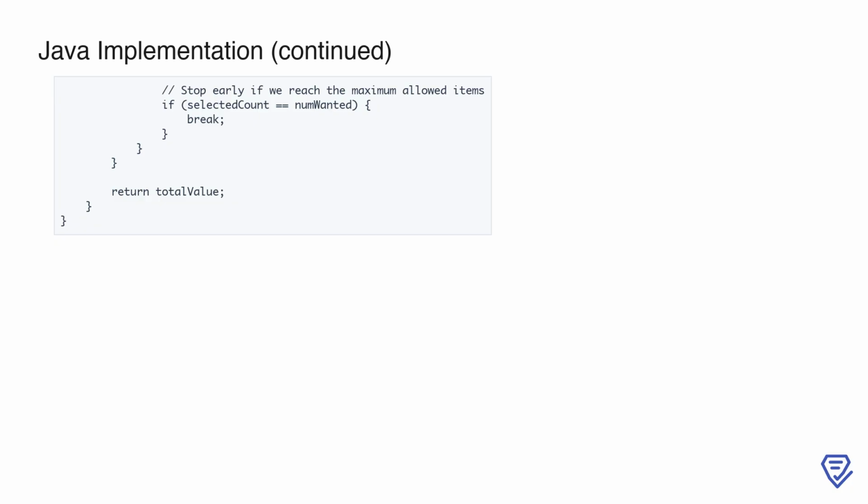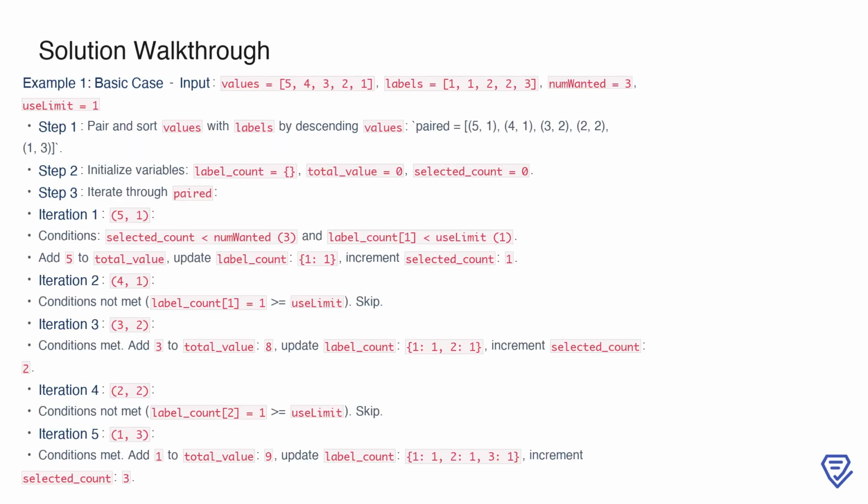each label. To solve this problem, we start with the given input: values, labels, num_wanted, and use_limit. First, we pair each value with its corresponding label and sort these pairs in descending order based on the values. This gives us the ordered list: paired equals (5, 1), (4, 1), (3, 2), (2, 2), (1, 3).